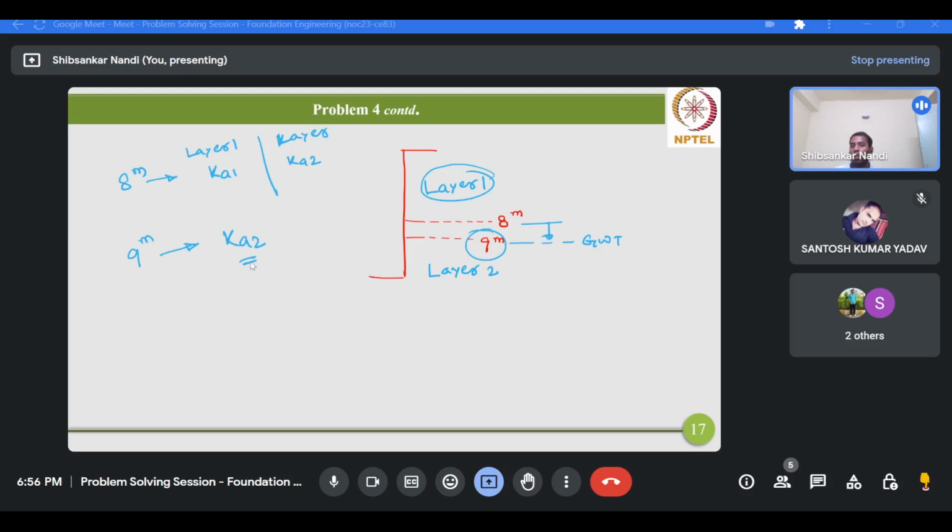However, for the 8 meter level, you have to calculate two pressures, one for layer 1, another one for layer 2. So when you calculate the layer 1 value, you have to consider K1. When you calculate for layer 2, you have to consider the K2 value. But this is not the case for 9 meter, because 8 meter is the interface. Just at the top you have layer 1, and just at the bottom you have layer 2 at the same level. However, for 9 meter it's entirely under layer 2. So therefore you should consider K2.